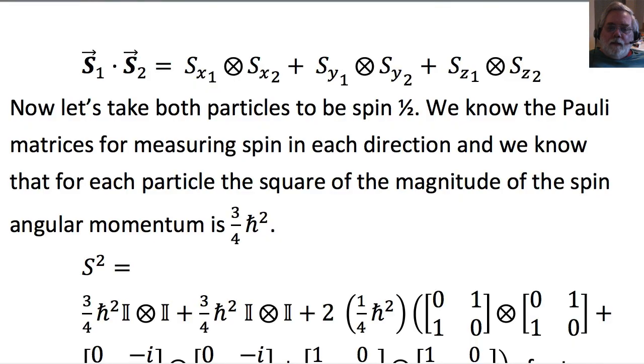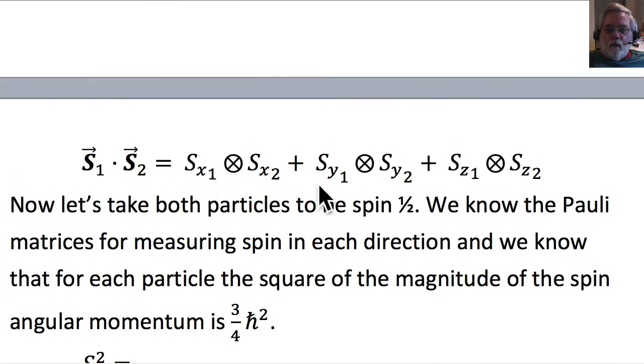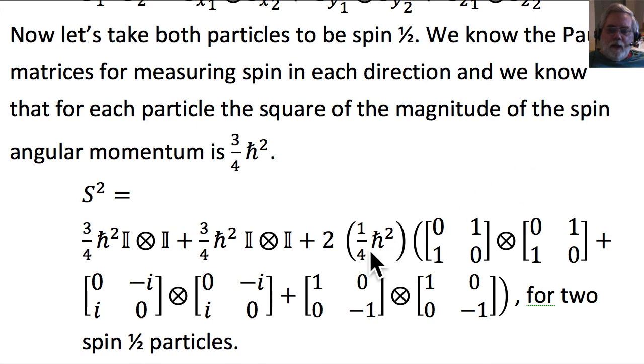Now, what we've done so far was not specific to spin 1/2, but now let's take both particles to be spin 1/2. We know the Pauli matrices for measuring spin in each direction, x, y, z, and we know that for each particle, the square of the magnitude of the spin angular momentum is 3/4 h bar squared. So for two spin 1/2 particles, S squared is going to be equal to 3/4 h bar squared identity tensor identity plus 3/4 h bar squared identity tensor identity plus 2 times 1/4 h bar squared, because each of the S terms will have an h bar over 2 and then a Pauli matrix, so we could take the h bar over 2 out here. And then there's going to be these products of Pauli matrices.